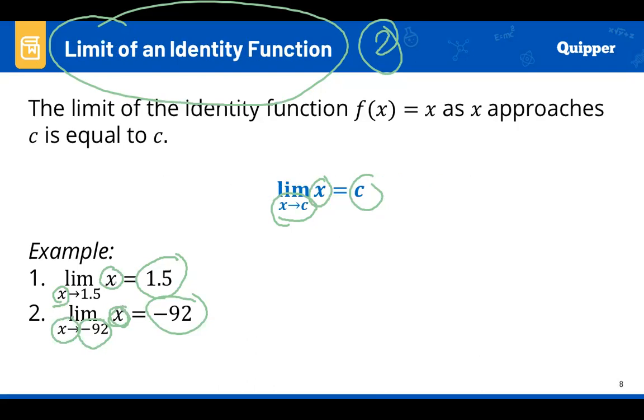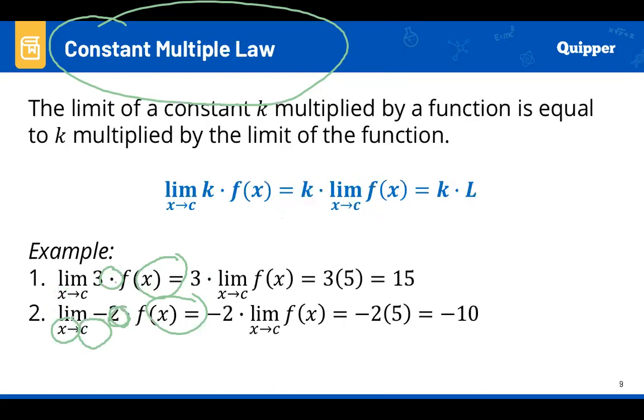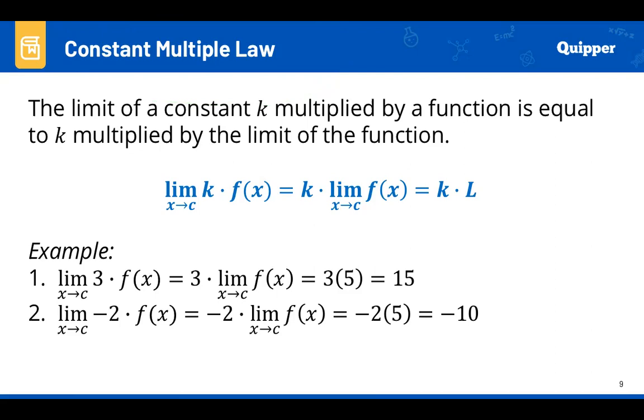It's getting a bit complicated. For example here, this is the constant multiple law. That means we have one constant and one function in one equation. So the limit of a constant k multiplied by a function is equal to k multiplied by the limit of the function. What is the meaning of that? For example, this is the main point: the limit of k multiplied by the function. How do we solve it? You just take k out. So from here, k goes over here. So there it is.